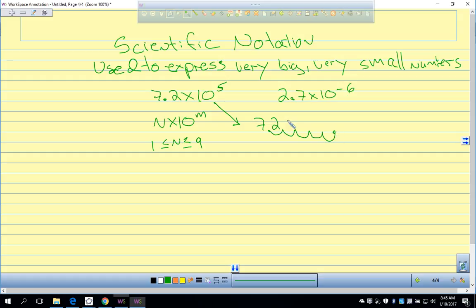And so if I wanted to rewrite that as a whole number, I would start here and go 1, 2, 3, 4, 5 decimal places. So 7.2 times 10 to the 5th means the same as 720,000. Yeah? How would I write 2.7 times 10 to the negative 6?